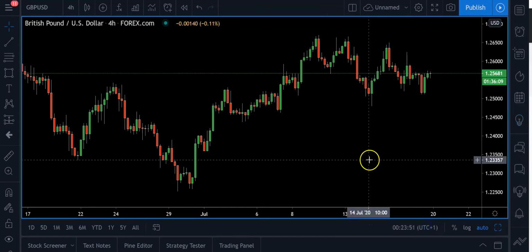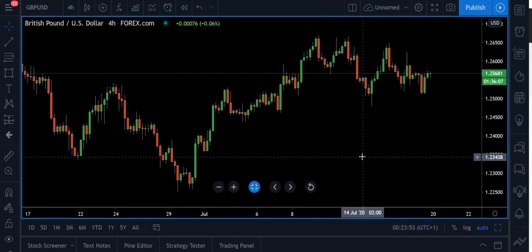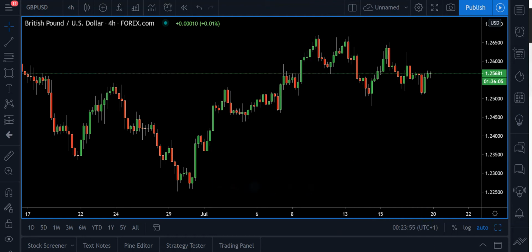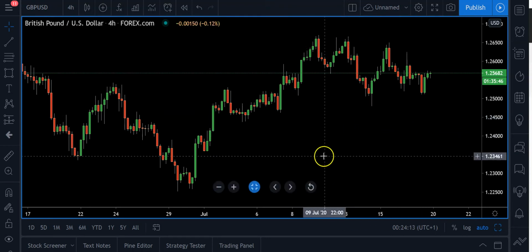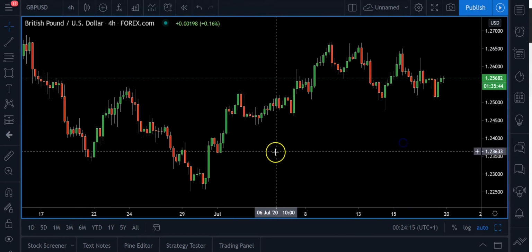Alright, so quick analysis on GBPUSD. Today is 7/19/2020, 7:24 p.m. Eastern Time. So this is the analysis for the upcoming week, to see exactly what direction we're going and what direction we're looking at as a bias and what we're looking to accomplish here. So let's jump into it.